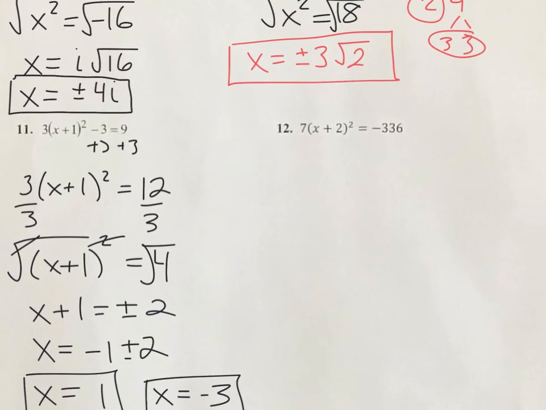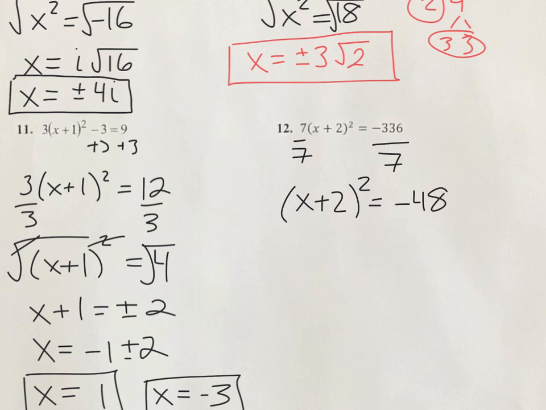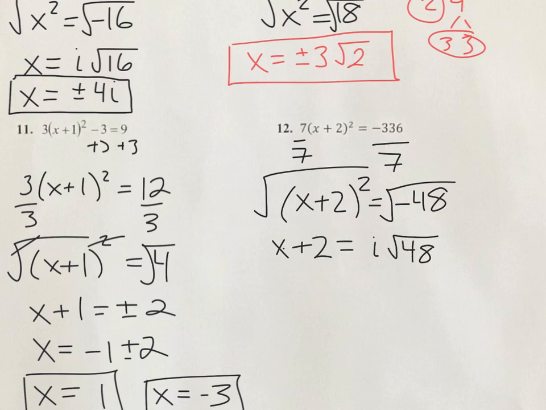Now number 12 highlights the ideas that we are doing today as well, because if we divide by 7 on either side, we're still going to end up taking the square root of that negative number. So I have (x plus 2) squared is equal to negative 48. Conveniently, 7 did go into 336 48 times. Now let's take the square root on either side. Now remember, the negative comes out as i. Okay? And now we're going to see, can you do the square root of 48? And honestly, you can't. It's going to come out as a decimal.